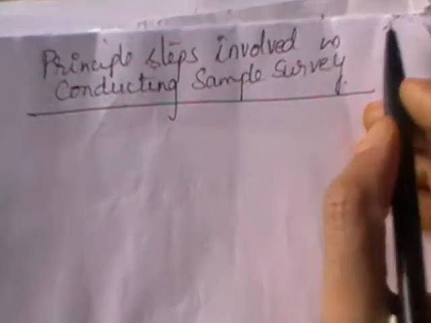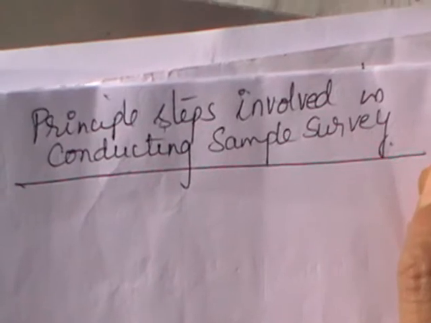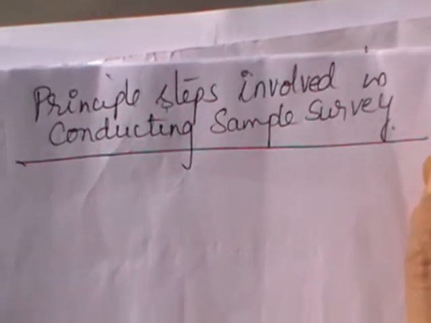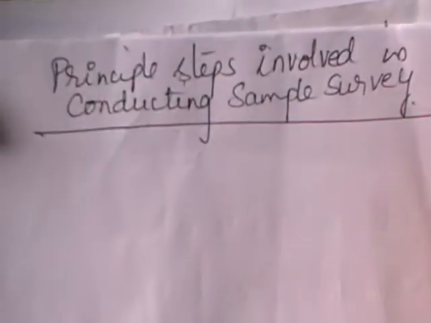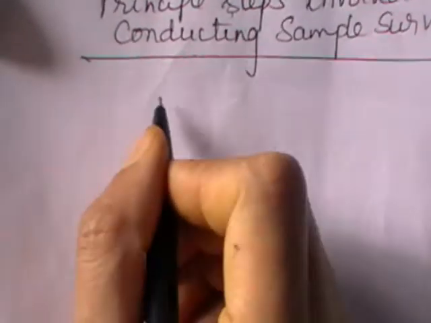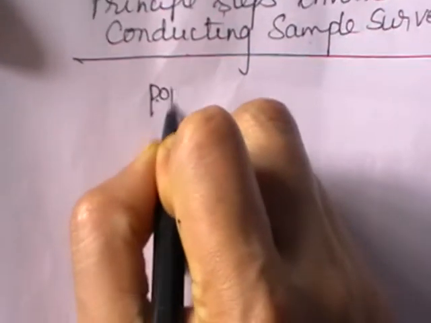Principal steps involved in conducting a sample survey. So in this paper 5, unit 1 consists of sample surveys. I think you know what is a population, what is a sample.